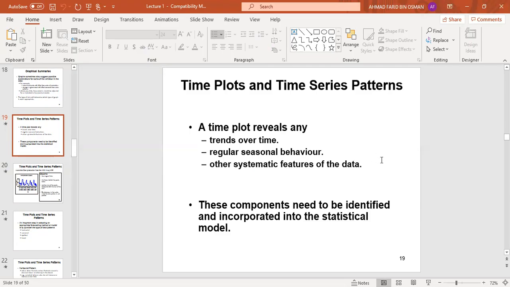For example, in regression, which we discuss later on, we use seasonal dummies to represent seasonal variation, and then we use a time trend variable to represent the trend. So you need to decide. You need to inspect the graph, and then you decide whether you should include a component of the model that can represent any of these.